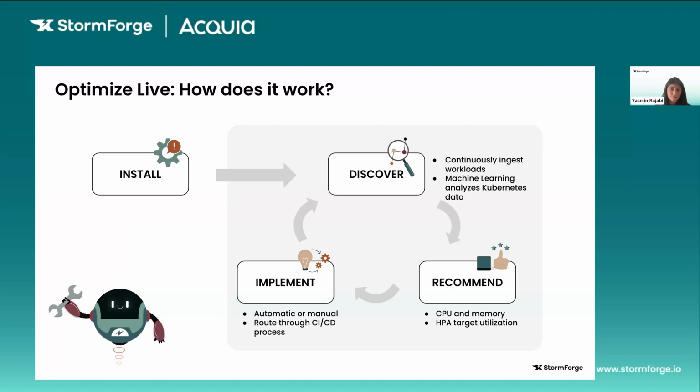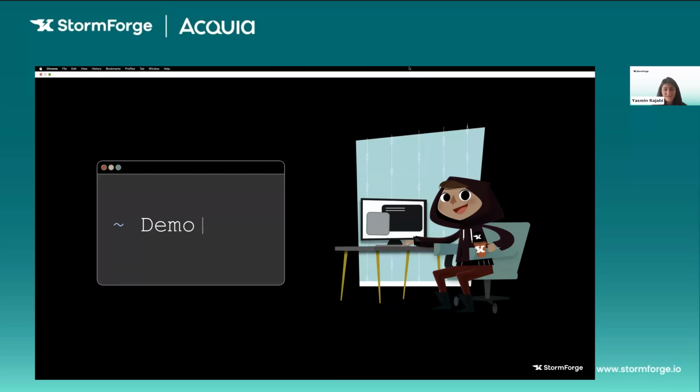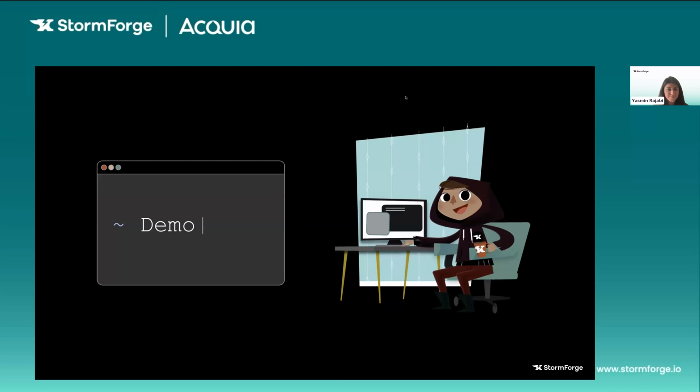And this is a continuous loop. So as new workloads come up, we will discover those and provide recommendations. And you can run these recommendations every day, every 7 days, every hour. Really depends on the workload and the type of schedule that you'd like to run these on. So I don't want to get too much into how it works theoretically. So I'll hand it over to Erwin to give us a demo.